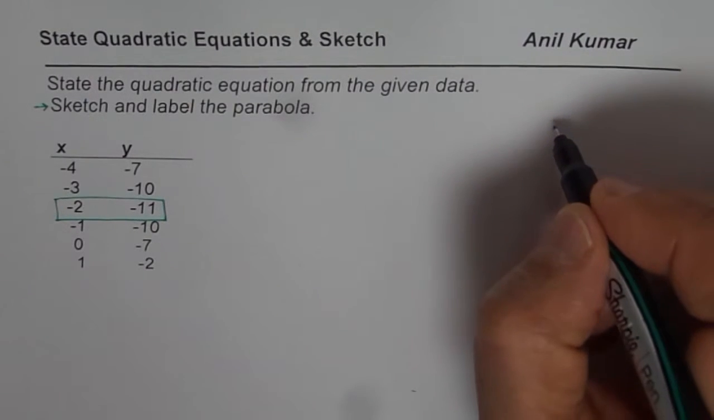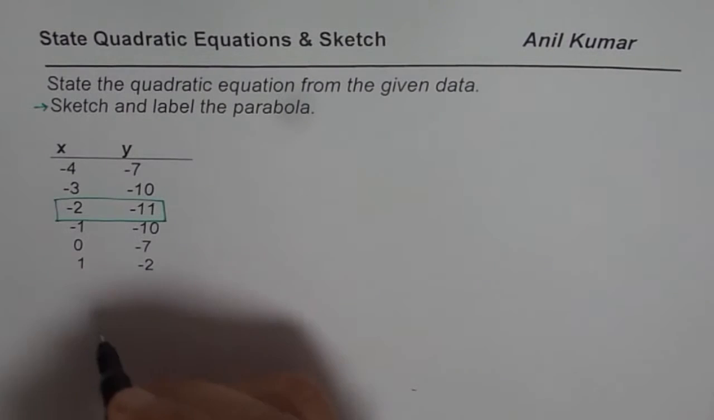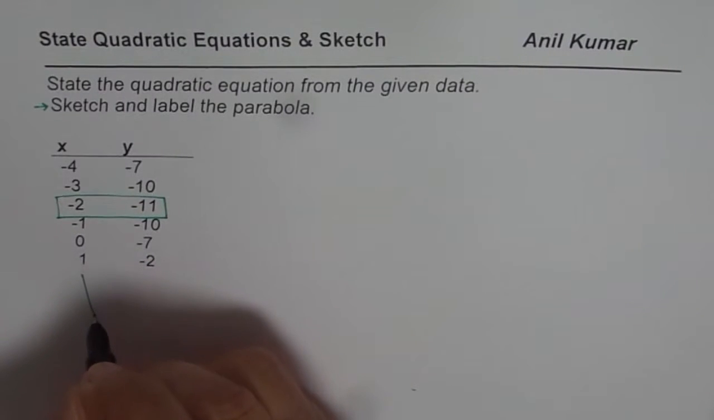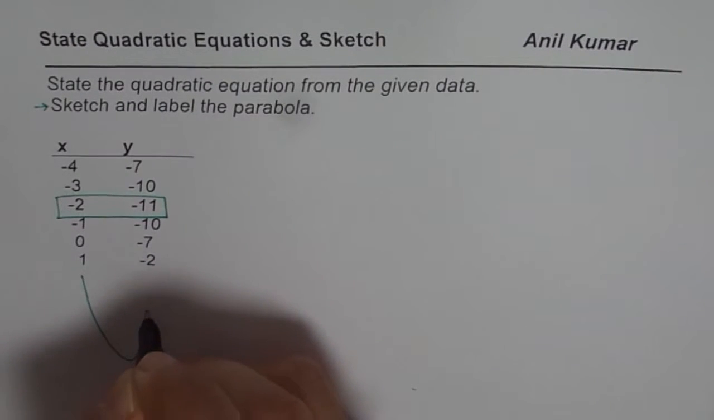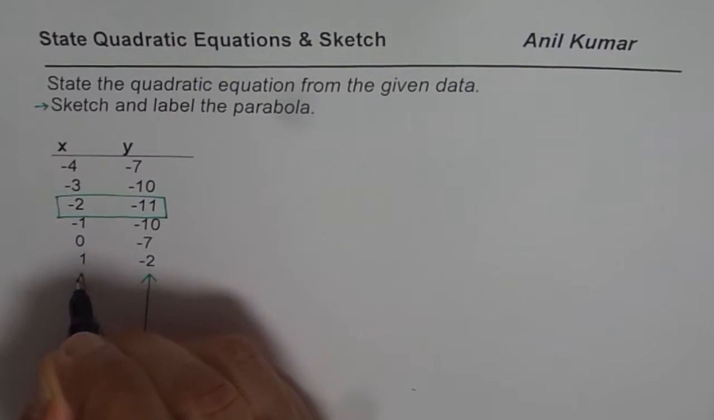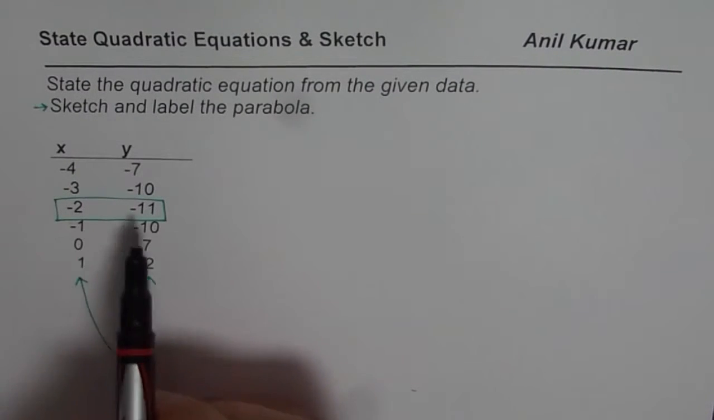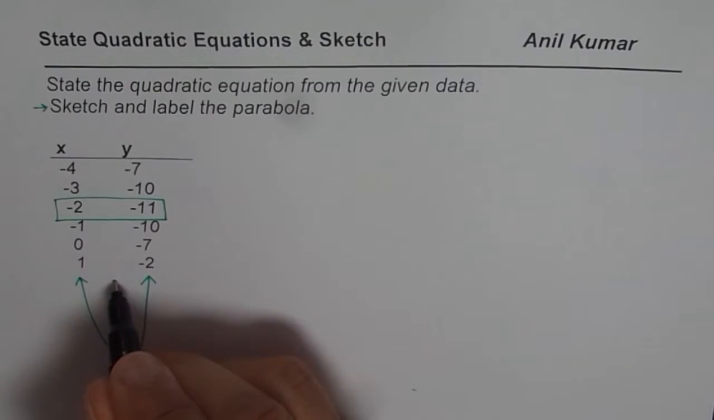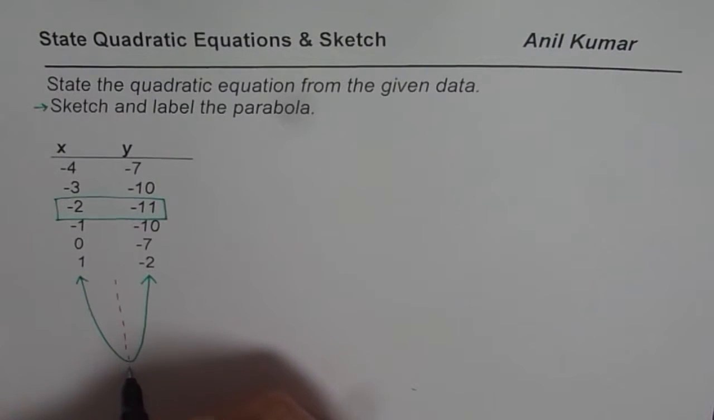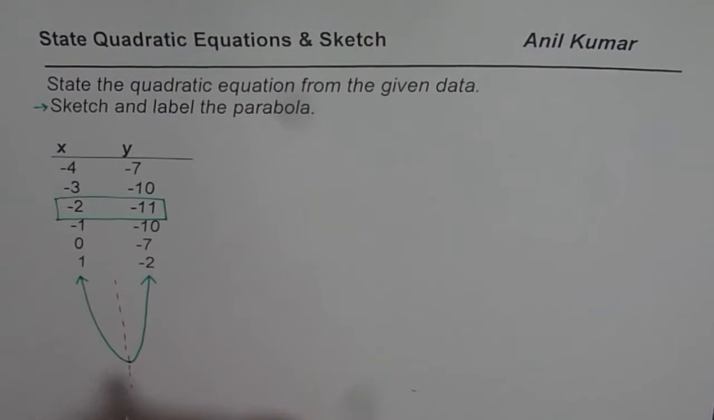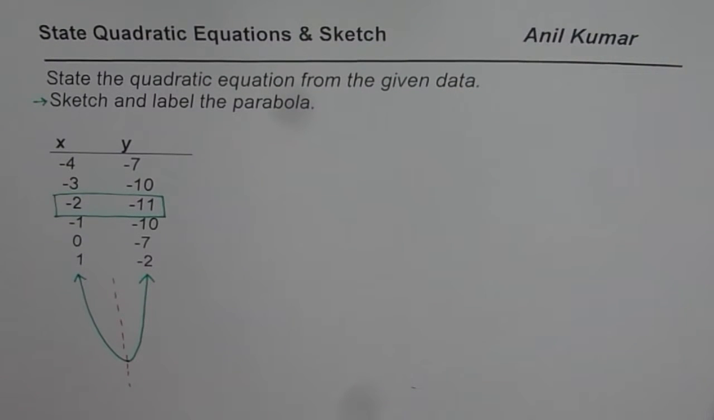So let me sketch one parabola here. We'll sketch a parabola which is moving upwards. I'm not using any scale or graph. Okay, so when I sketch this parabola, I notice that we have an axis which is at -2. So this is how I think. So I'm just sharing my thoughts with you. We'll answer the question later.